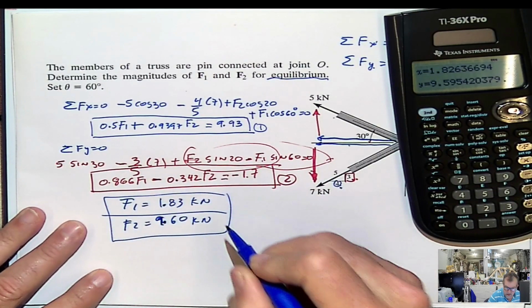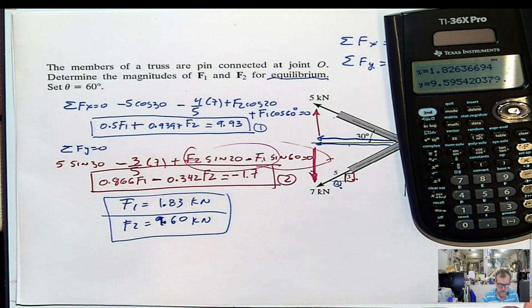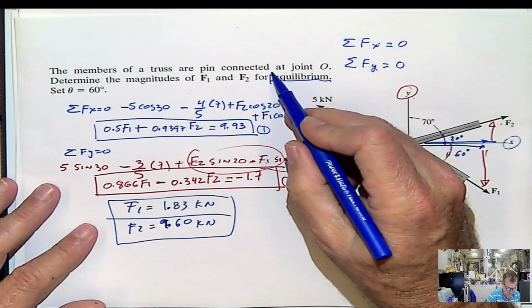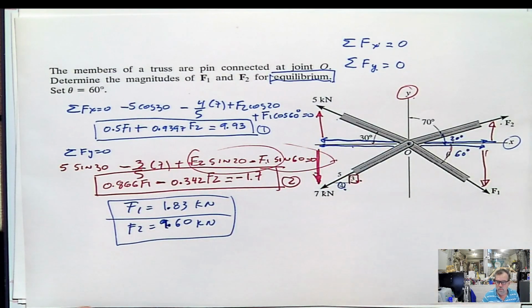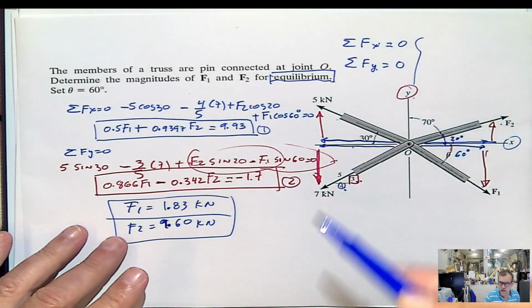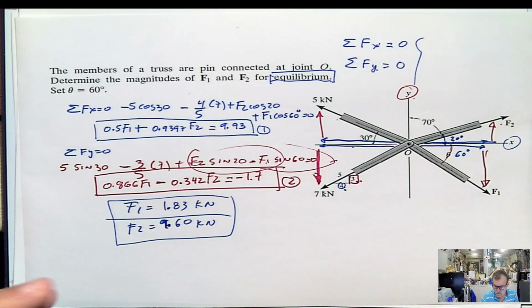You see, the only difference between these problems and the problems in the previous chapter are these words. Previously, we were just doing summation of forces in X, summation of forces in Y, and calculating a resultant force. Now we are doing summation of forces in X and Y equals 0 for the system to be in equilibrium.